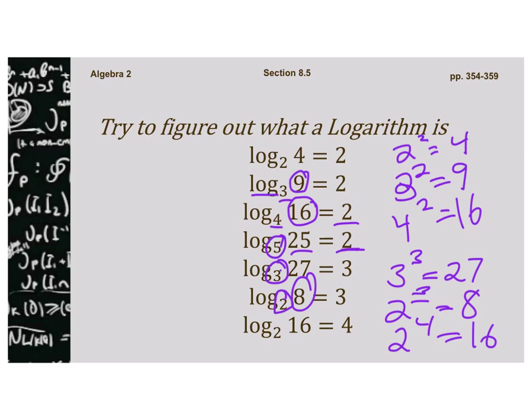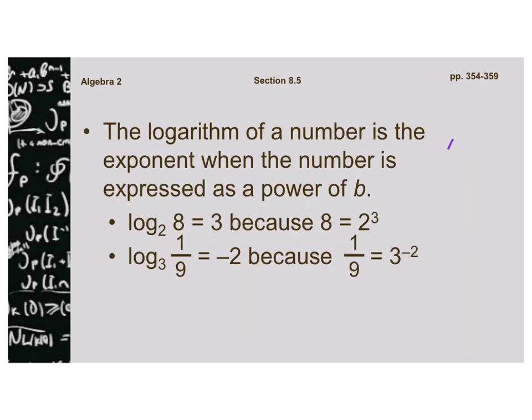They're basically exponents. The answer to a logarithm is the exponent needed for the base to become what's inside the logarithm. The logarithm of a number is the exponent when the number is expressed as a power of some number, like b. Okay, so log base 2 of 8 is 3 because 8 is 2 to the 3. Log base 3 of 1/9 was negative 2 because 1 over 9 was equal to 3 to the negative 2.